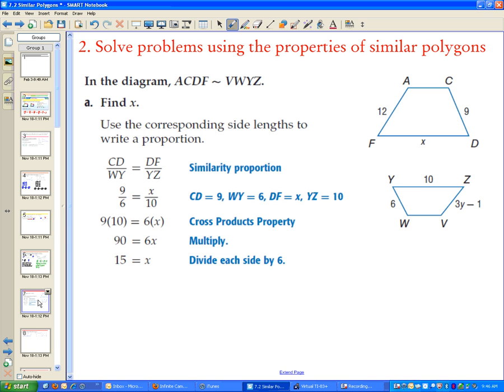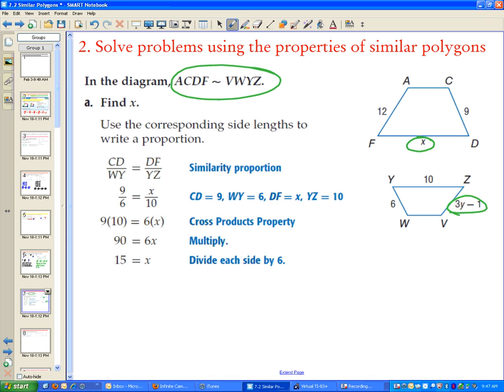All right, solve problems using the properties of similar polygons. How are we going to do that? We'll look at this example real quick, and then we'll do some of our assignment. All right, so look what we're given. We're given a pair of polygons. That means corresponding angles are congruent and corresponding sides are proportional. And then look what we've got. We've got a variable in there. Okay? Now, in fact, we've got a variable in there as well.